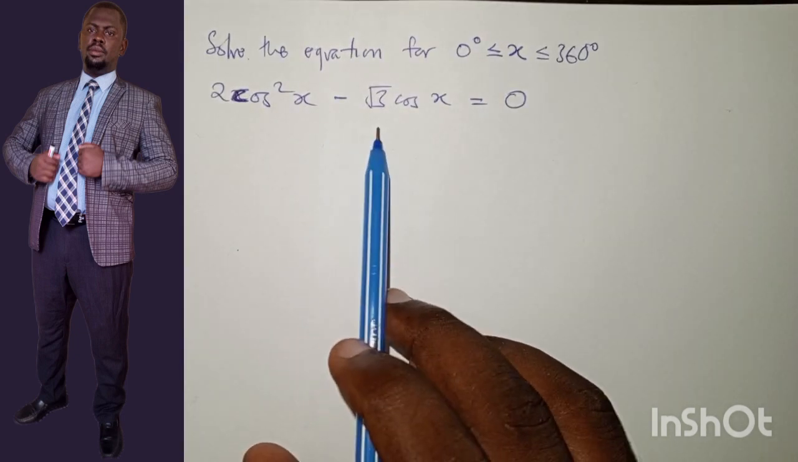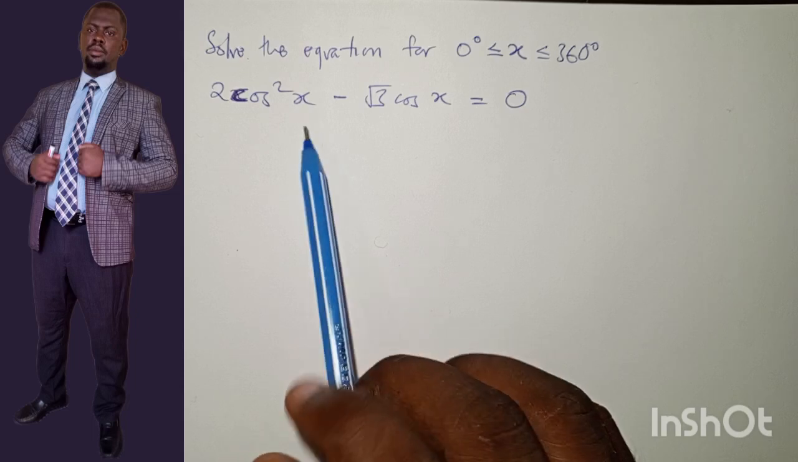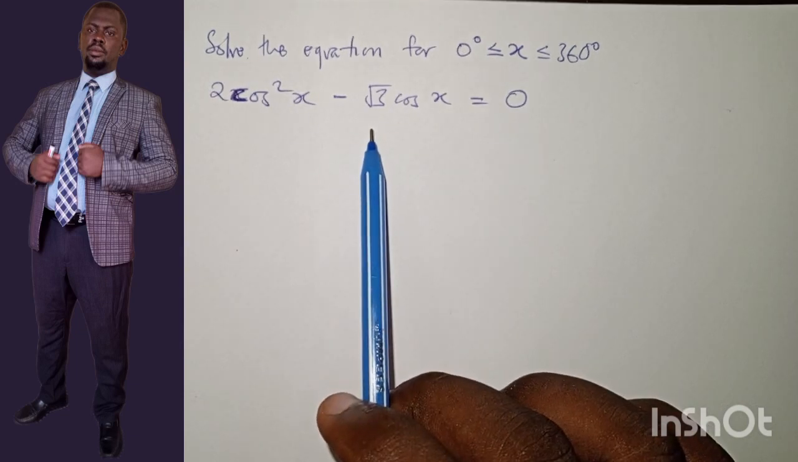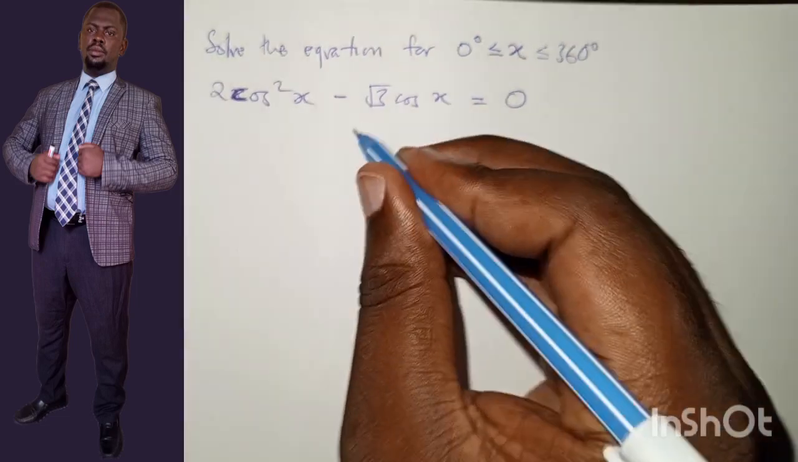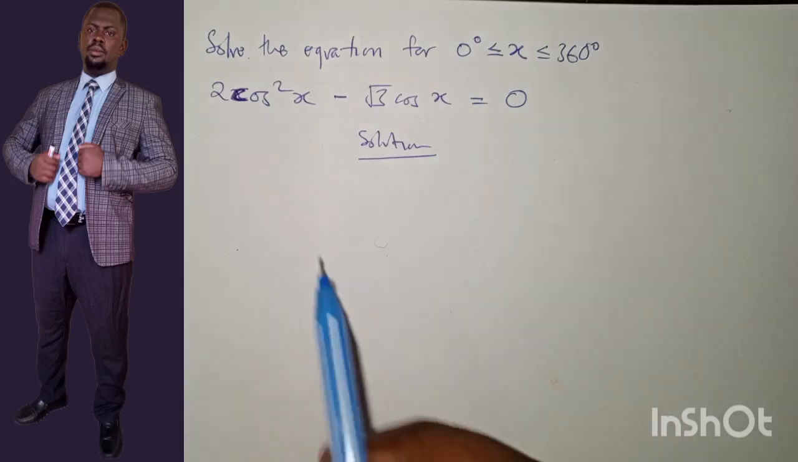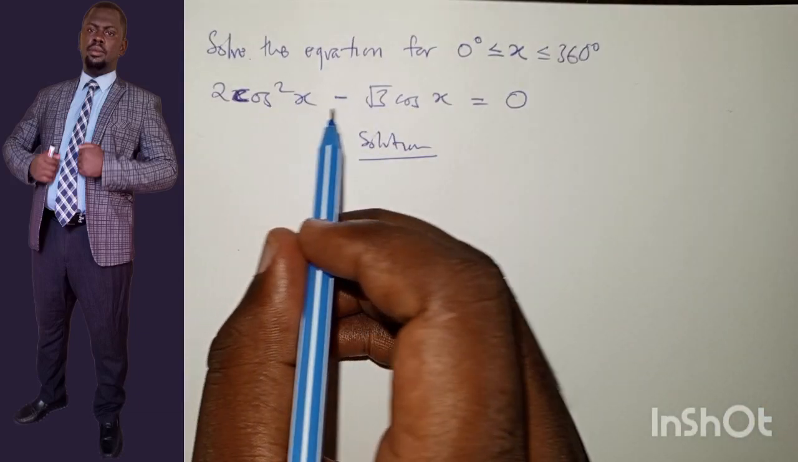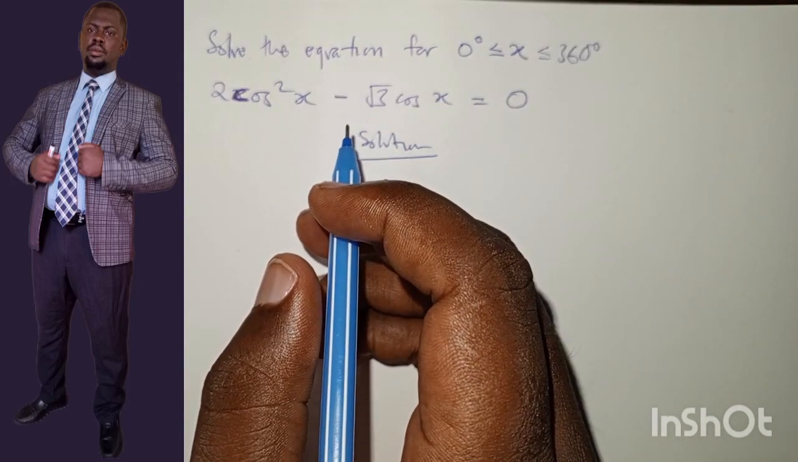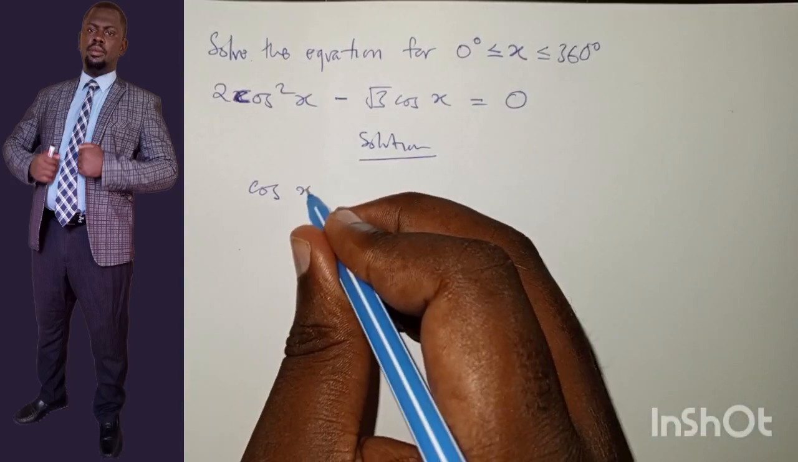this is a quadratic equation, but you can just use the factorization method to work it out, since the only thing which is common here is cos x. So we can divide out cos x. Okay, so solution. We can see that cos x is common, so you can divide out cos x. So we are going to have cos x.